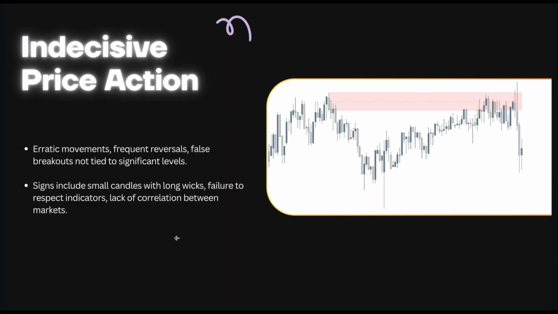Alright, so now let's talk about indecisive price action real quick. Erratic moves, frequent fake outs, small wicky candles, these are all signs that nobody's really in control. When price doesn't respect levels or indicators, the probability drops fast. Step aside when you see indecisiveness. Now this can happen at any time, at any moment, at any day. Alright, just be very careful.